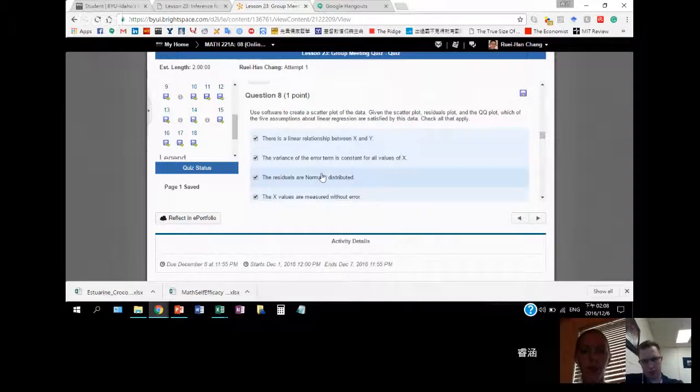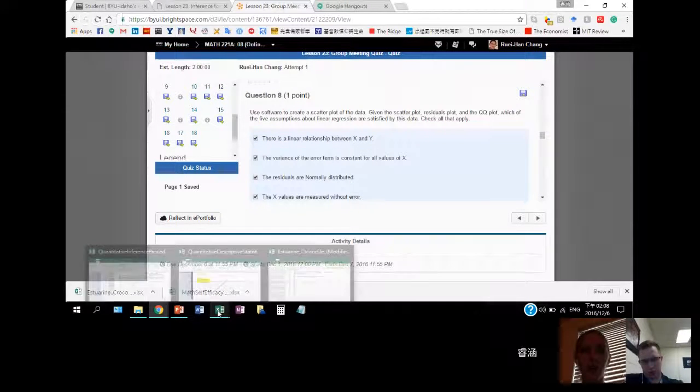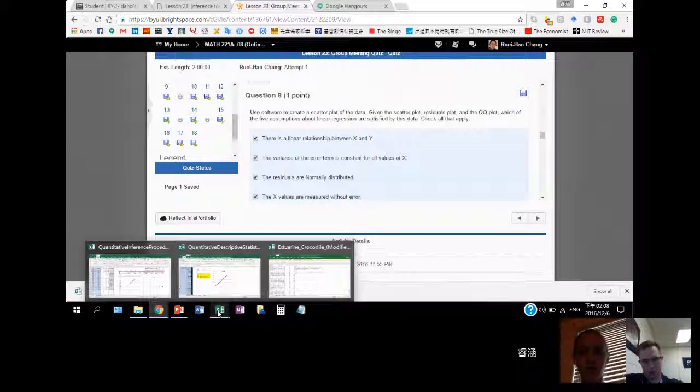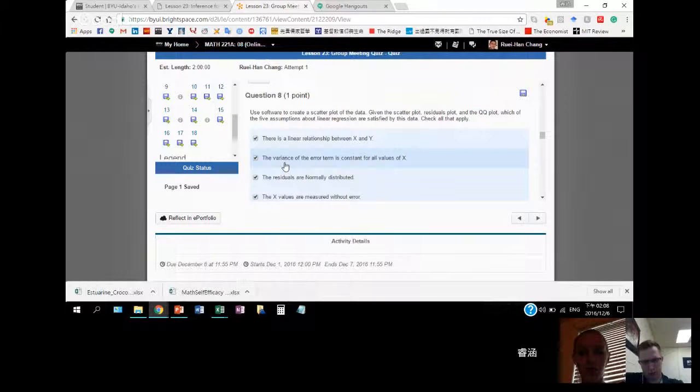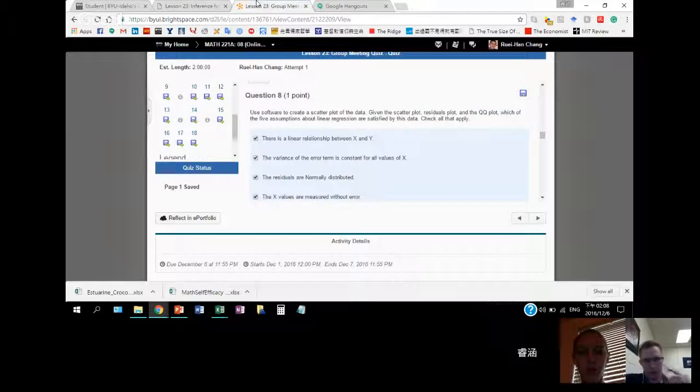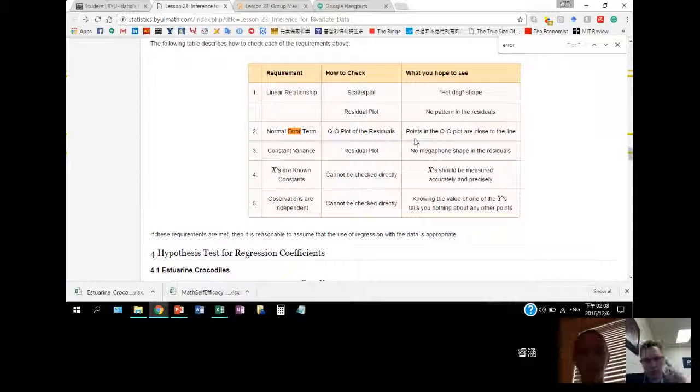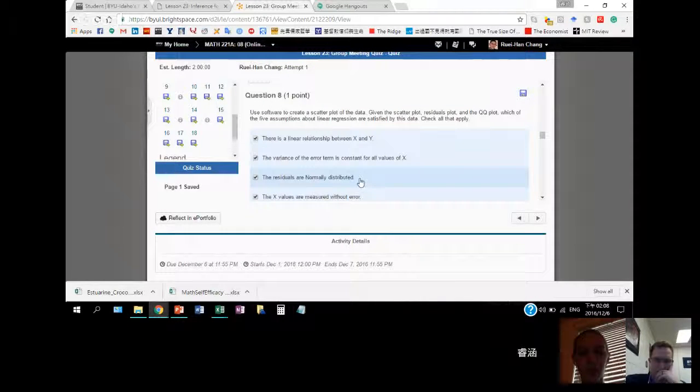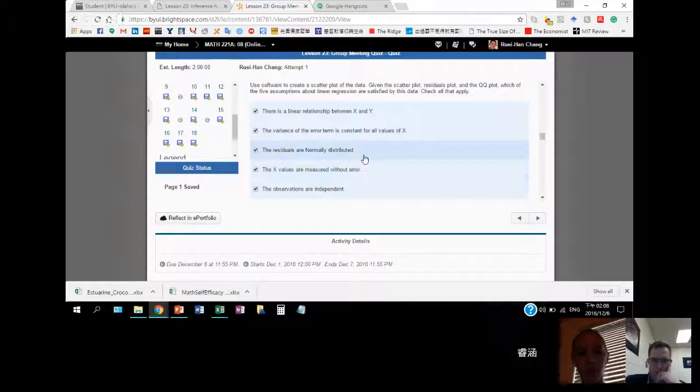We check the linear relationship, so the linear relationship is good. The variance of all error terms is constant, so number 2 is good. The normal error term, so we have the second one: the residuals are normally distributed.